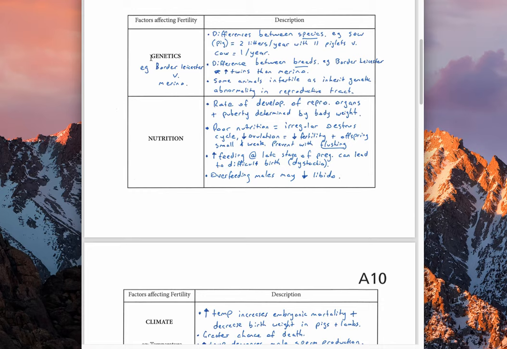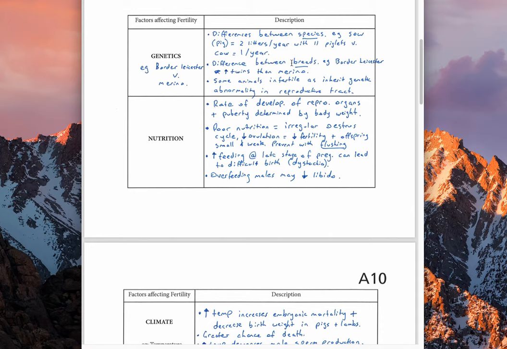Firstly, let's look at genetics and how genetics limits the fertility of different animals. Firstly, we have a difference between species themselves. For example, pigs compared to cows: a sow, a female pig, can produce 2 litters of piglets per year, with 11 piglets, versus a cow just producing one calf per year. So clearly there's a difference in fertility and the ability of that species to reproduce and replicate itself.